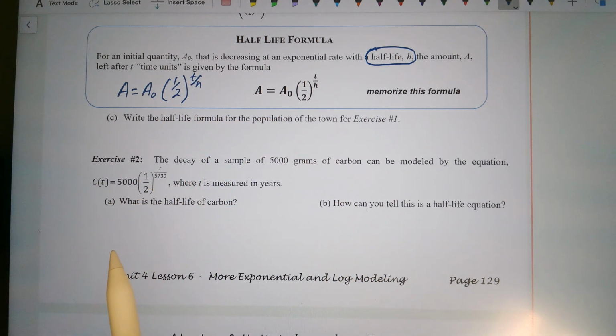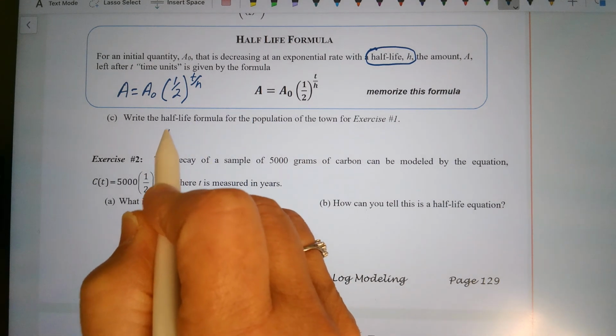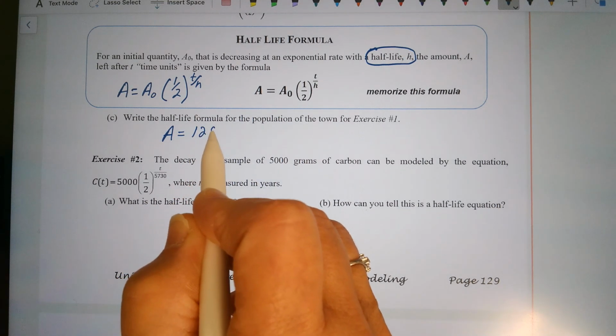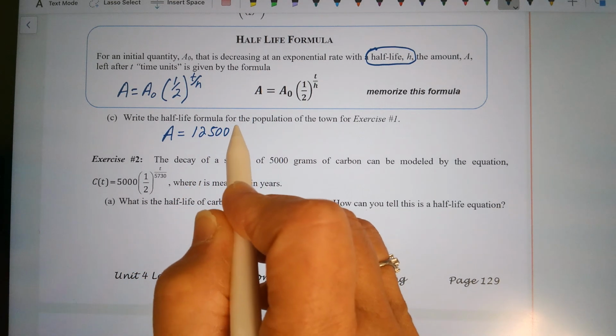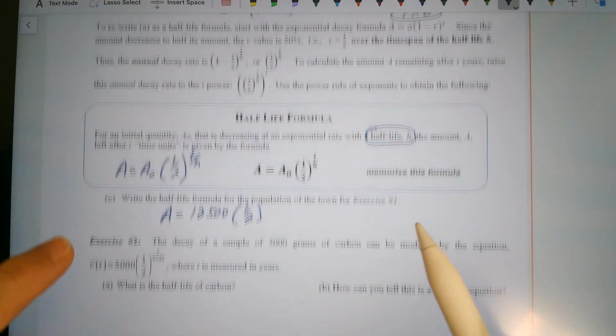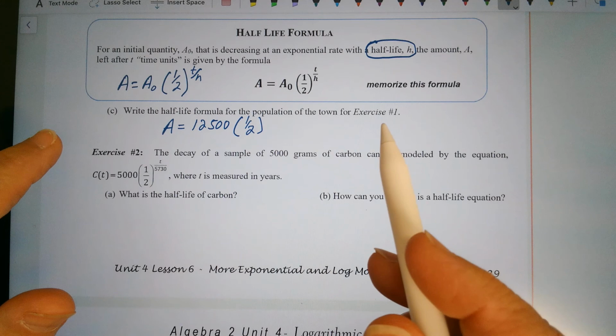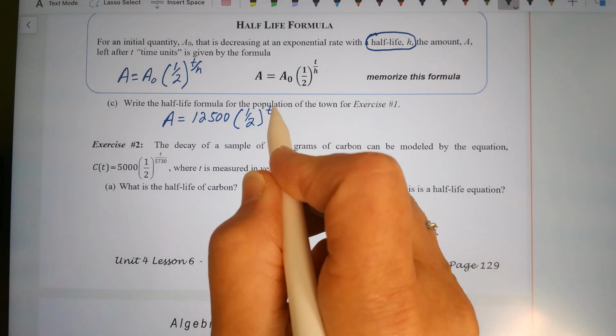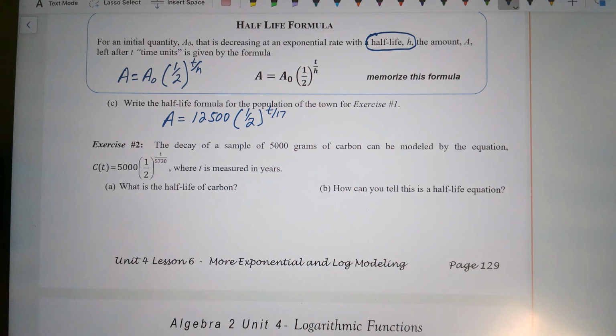Write the half-life formula for the population of the town in exercise number 1. So the initial population was 12,500. The half-life would have been 17 years. So lowercase h is 17. T divided by 17.